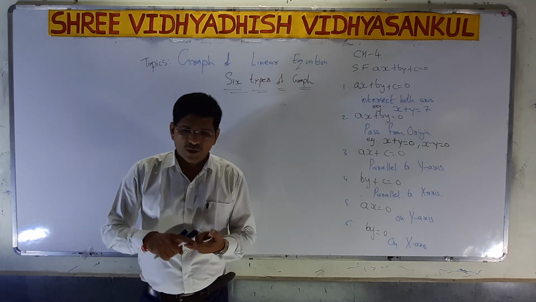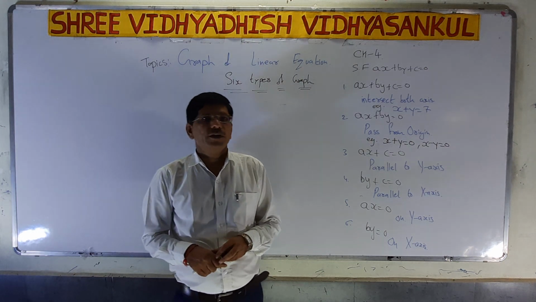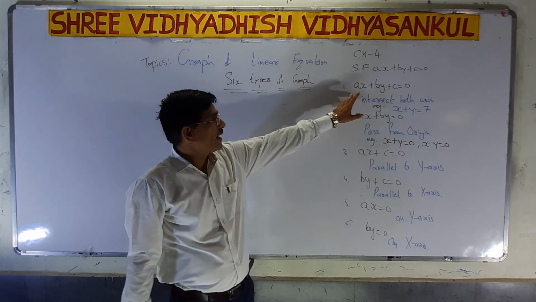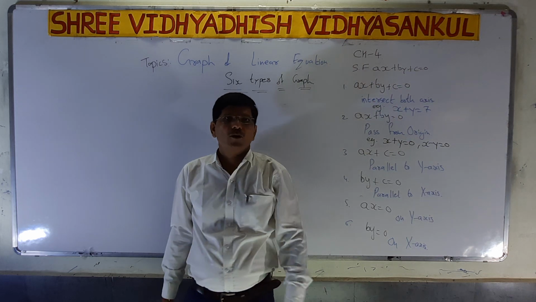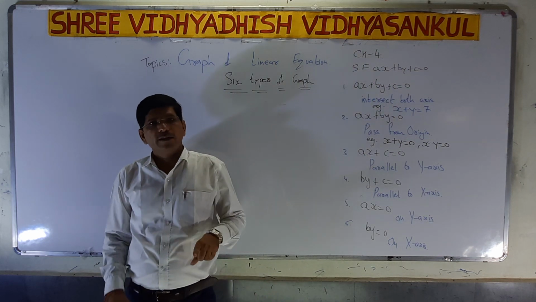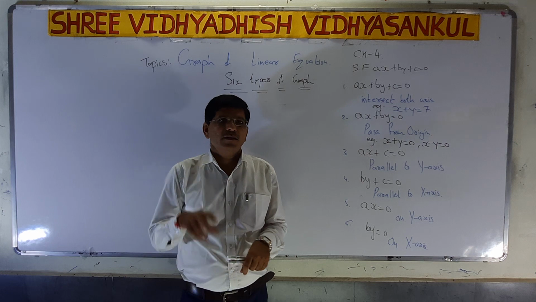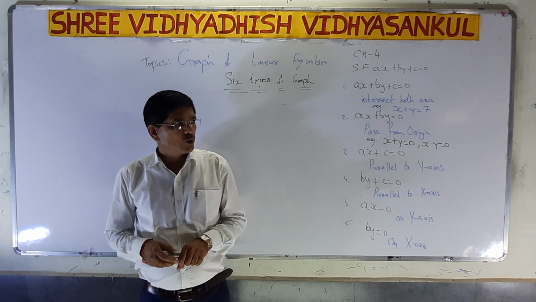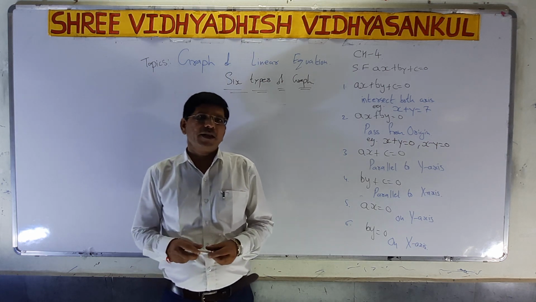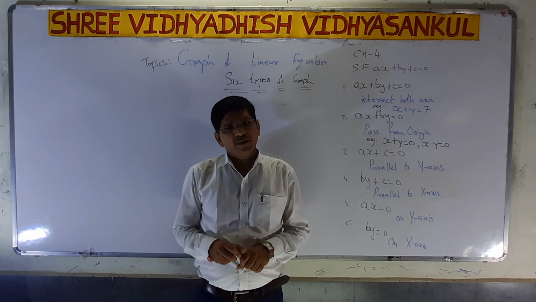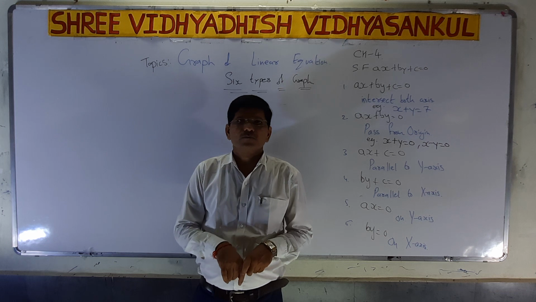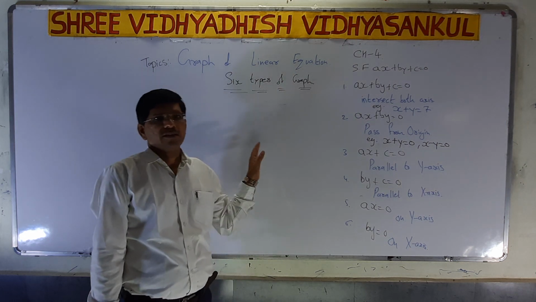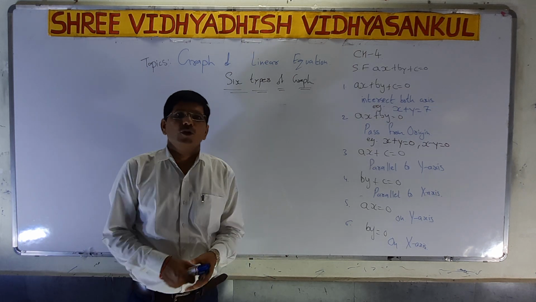Now first of all we have to understand the standard form of a linear equation in two variables. The standard form is ax plus by plus c is equal to 0. We know that a linear equation in two variables has infinitely many solutions. In the last lecture we also saw that if equations are given, we have to write 2 or 3 or 4 solutions of it.